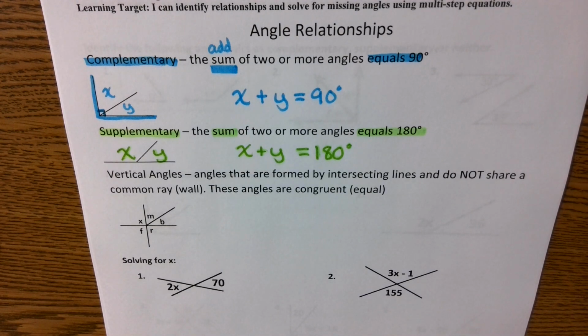They might be vertical angles if they're exactly equal to each other. There are all sorts of different kinds of relationships, but they also could have no relationship whatsoever.